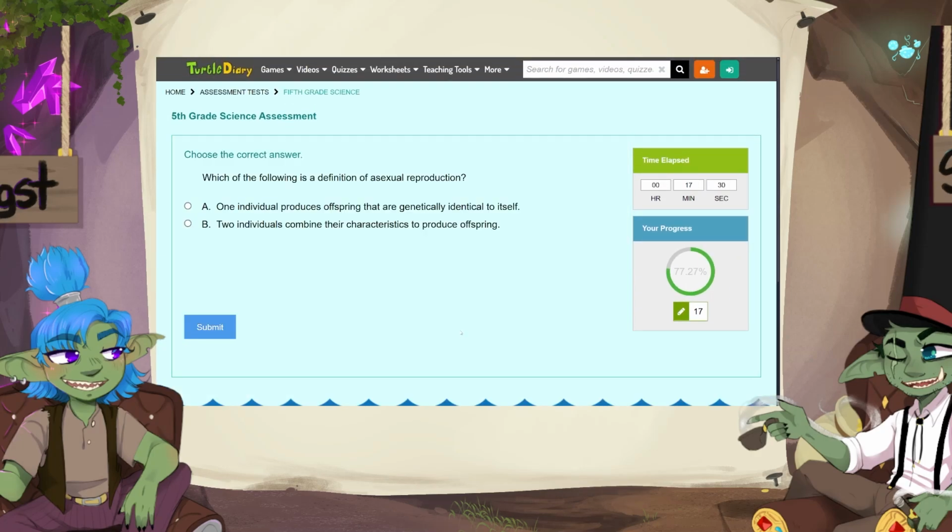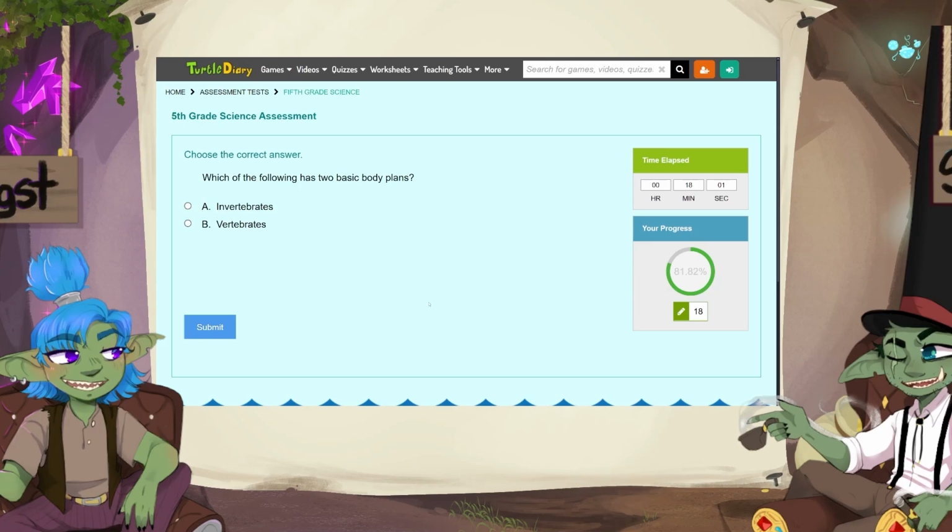Which of the following is a definition of asexual reproduction? It's just the first one. The second one is just sex. I've never had it. Shame. Two individuals combine their characteristics to produce offspring. Hey, it's for 5th graders. If they say sex or penis or vagina in the classroom, it would turn into chaos. They can't say any of those words.